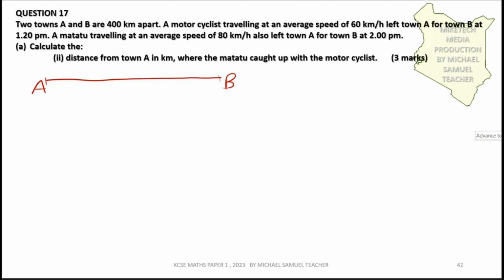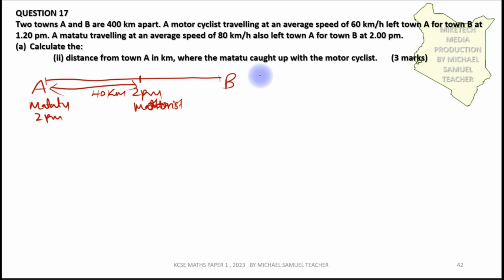By 2 p.m. the matatu was at point A, and the motorist was at this particular point. That was by 2 p.m. So by 2 p.m. you know that the motorist had covered a distance of 40 kilometers.